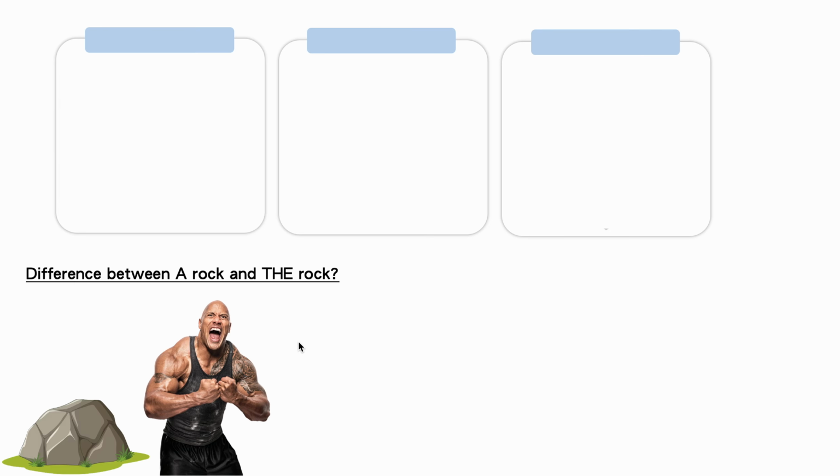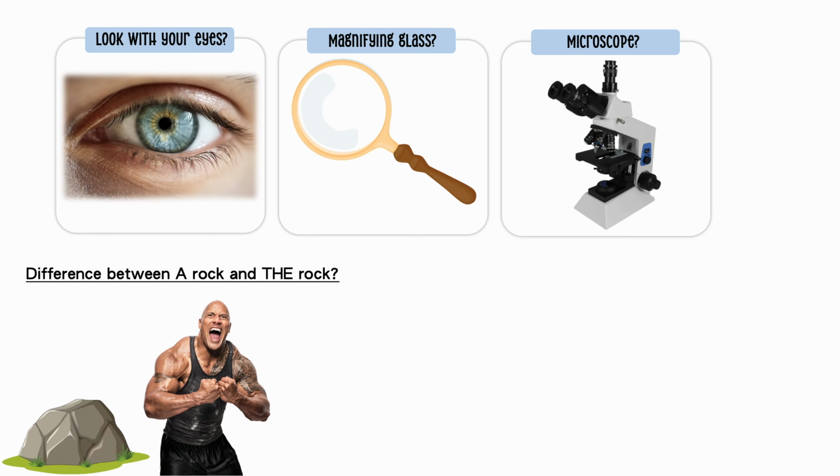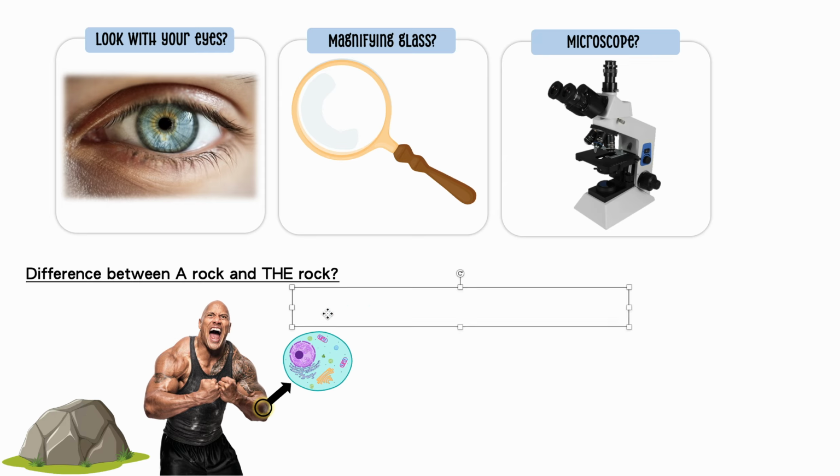My question to you is, what is the difference between a rock and the rock? And the answer is real simple. If you look close at the rock, and I mean real close, as in like microscope close, you will see something very special. This little unit right here. You will never see this little unit in a rock because a rock is non-living, whereas the rock is living. This little unit is called a cell.